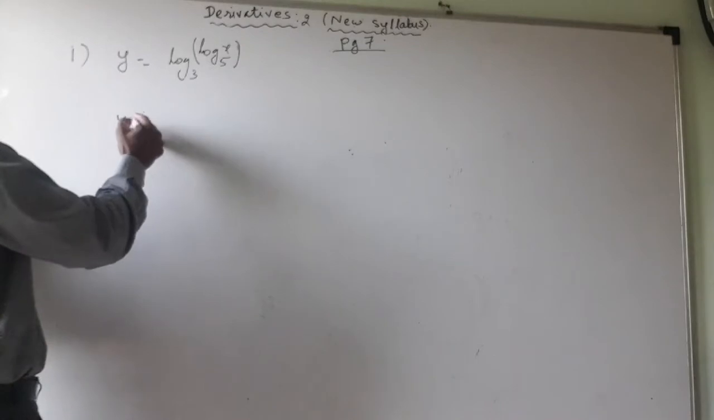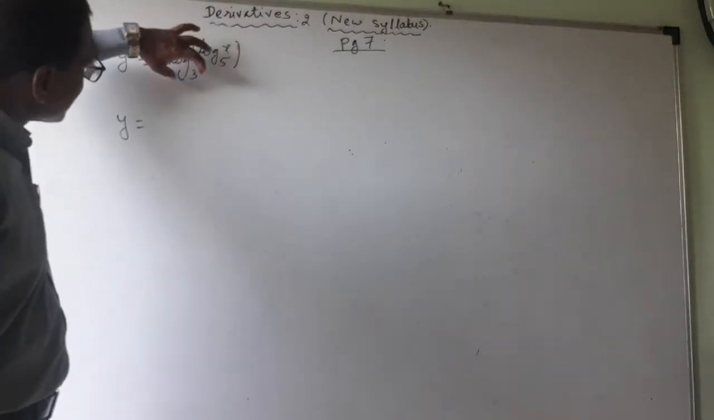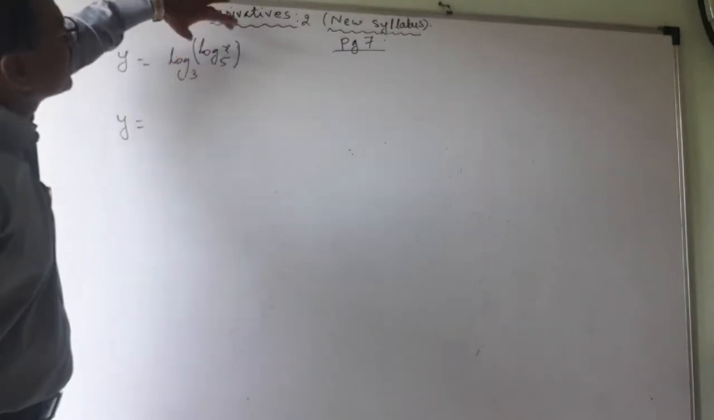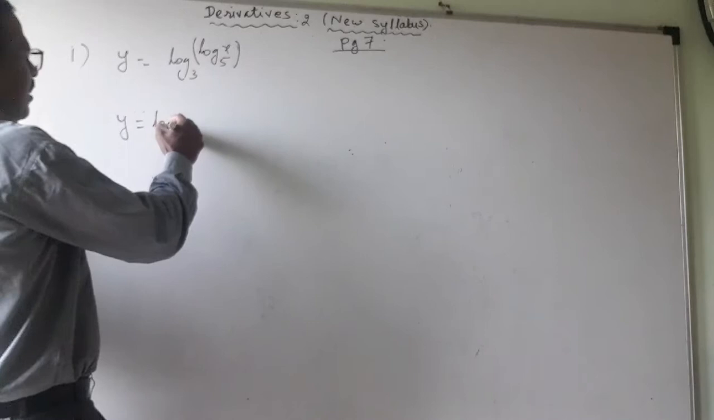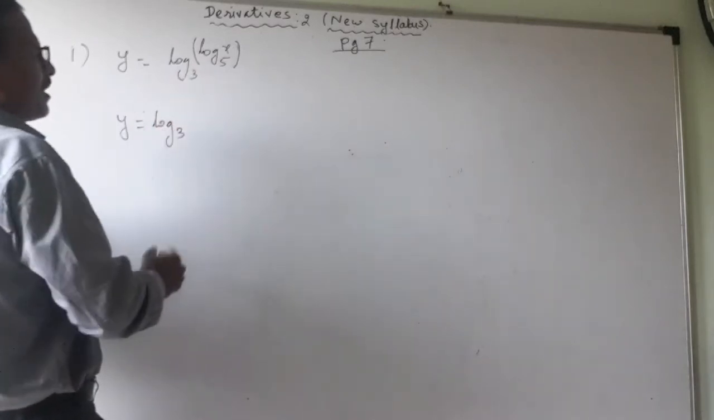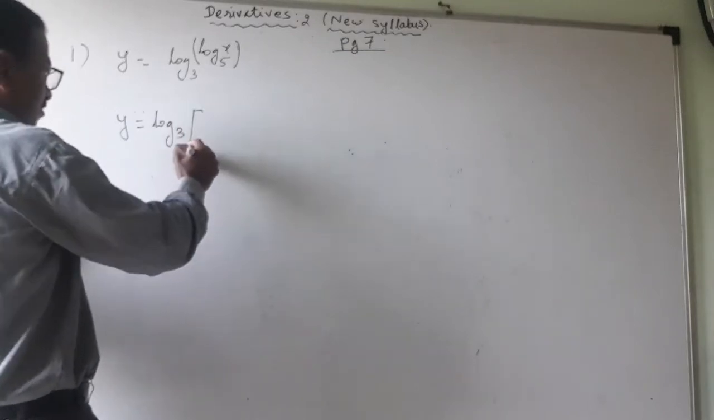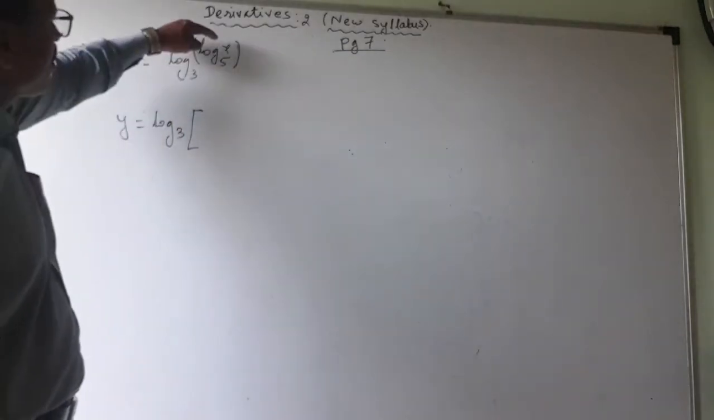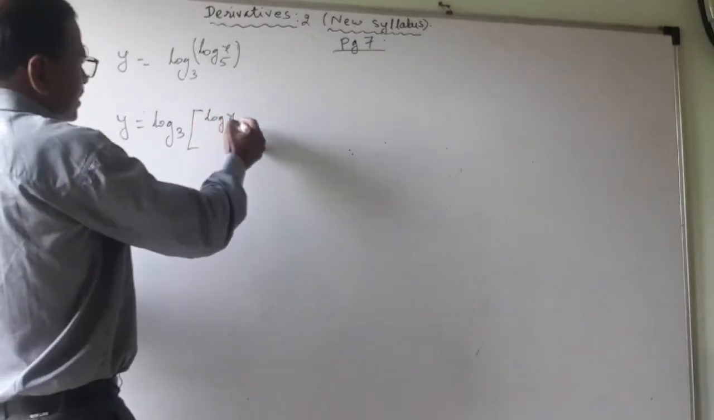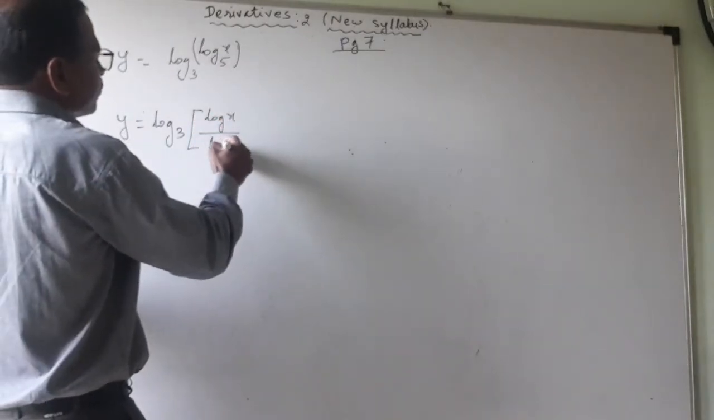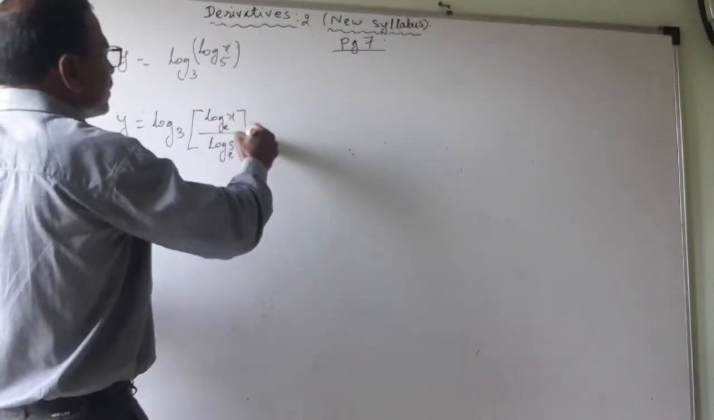So y is equal to, instead of changing the base here, I will change the base here. Log of this base I am keeping the same and I will put the bracket. Log of a upon log of b. So log of x upon log of 5. Naturally here the base I have taken this.